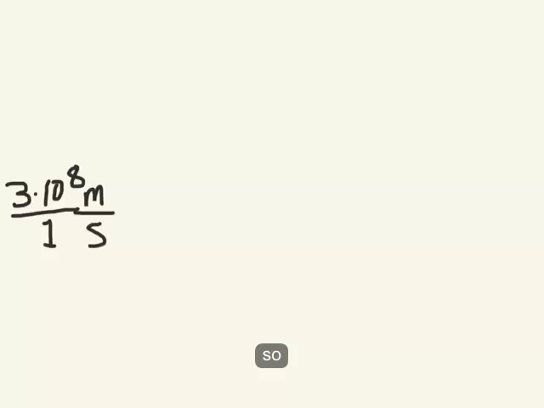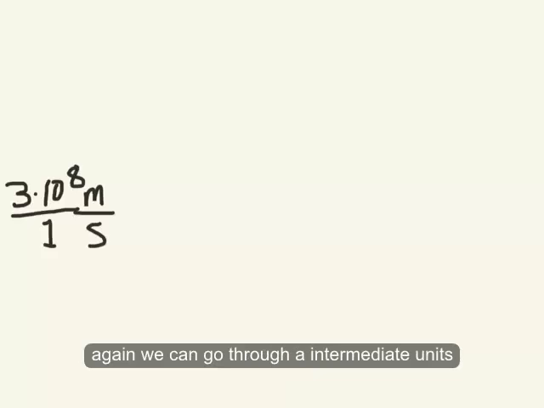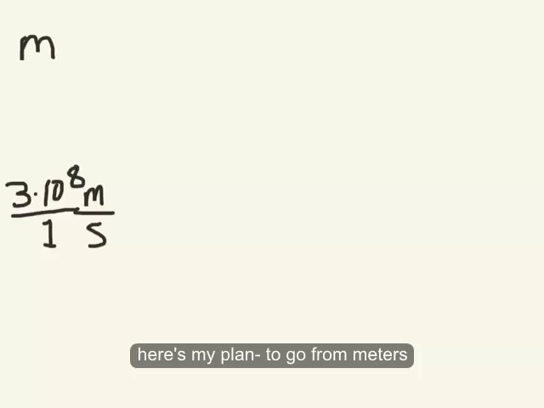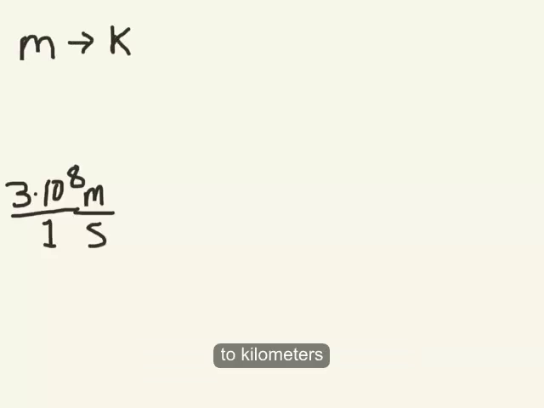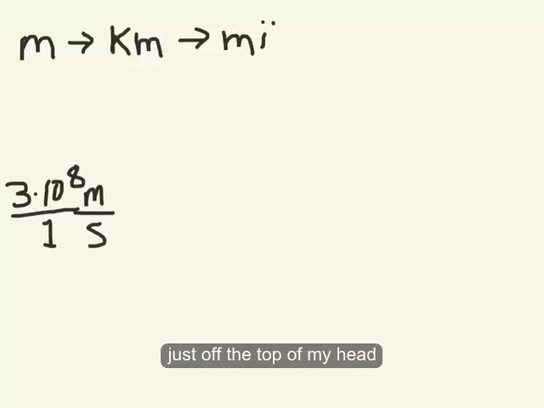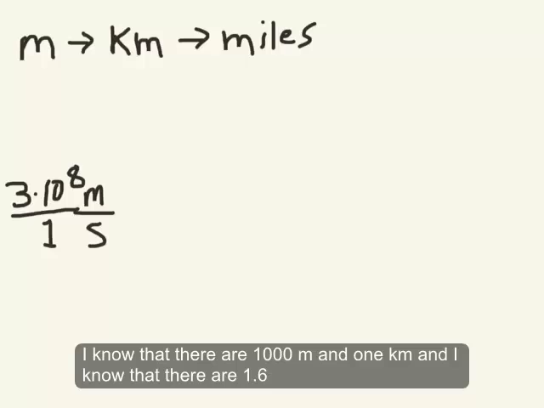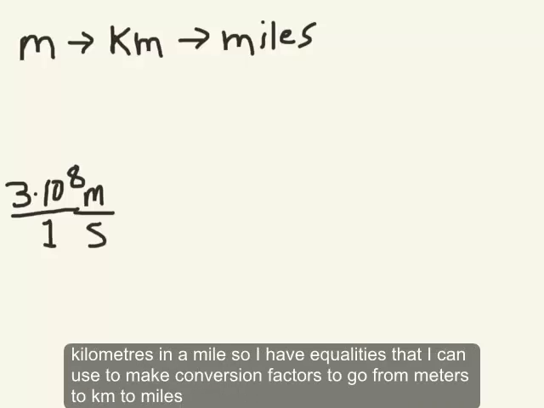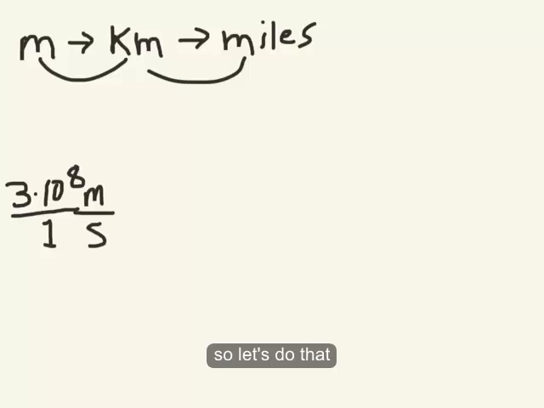So again, we can go through intermediate units. So here's my plan, to go from meters to kilometers and then to miles. Because just off the top of my head, I know that there are 1,000 meters in 1 kilometer, and I know that there are 1.6 kilometers in a mile. So I have equalities that I can use to make conversion factors to go from meters to kilometers to miles. So let's do that.